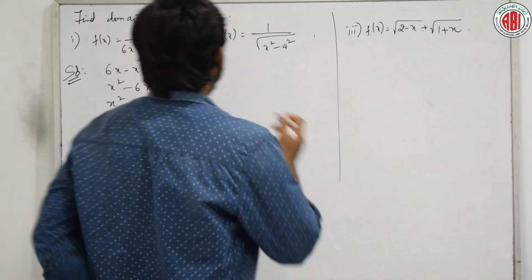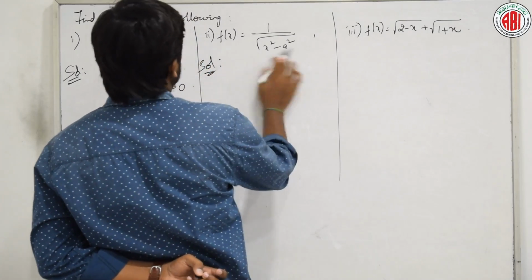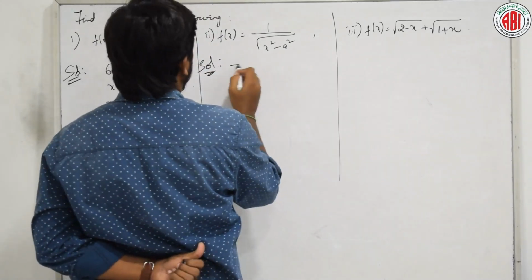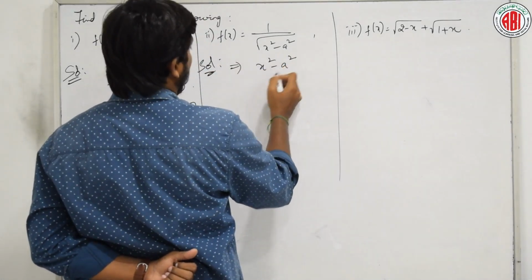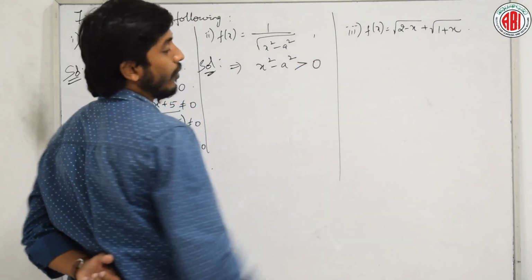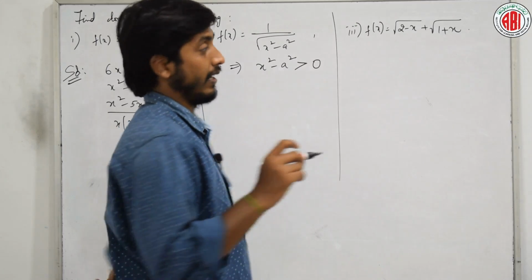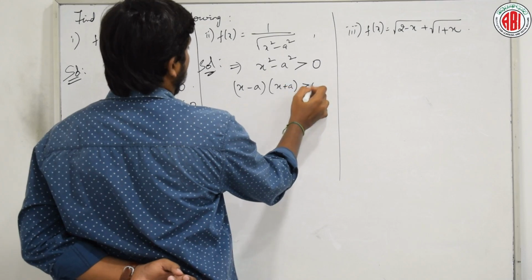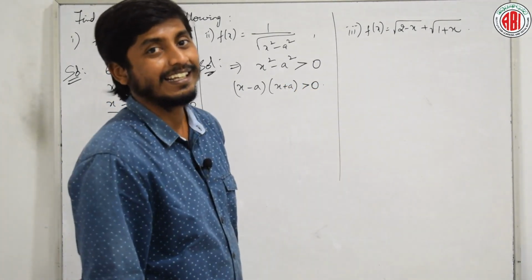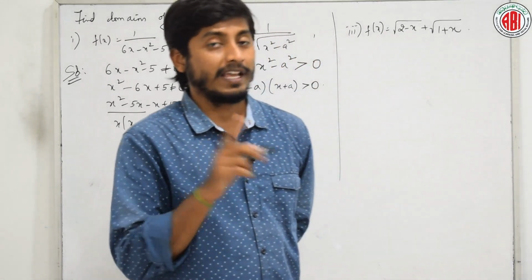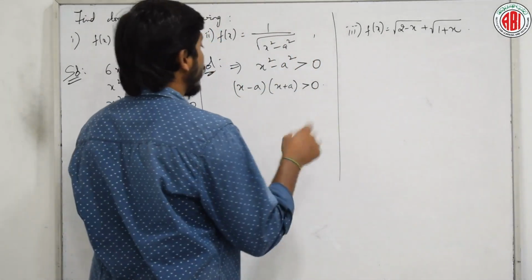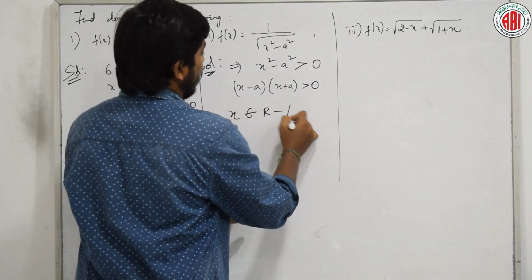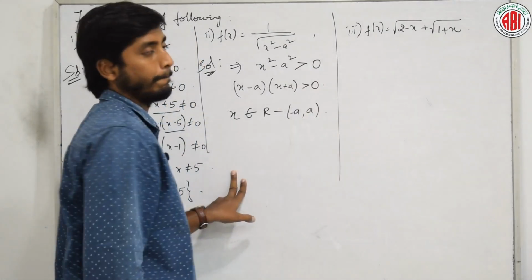Clear? Fine. Look into this next question. Here it is in the denominator and also it is under square root. Then what is the condition? X square minus a square should be greater than 0 and never should be equal to 0. Remember that. That is, x minus a into x plus a is greater than 0. Now tell me what is the condition? If you remember limits and continuity, if it is greater than 0, it lies outside the range. X belongs to R minus, what are those? Minus a to a. Clear?